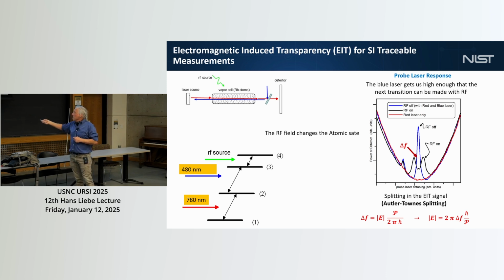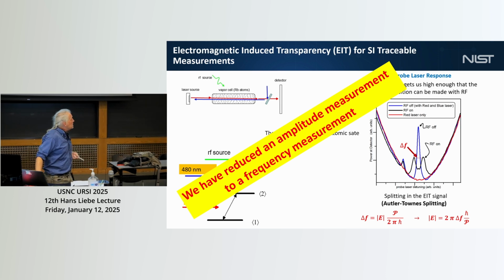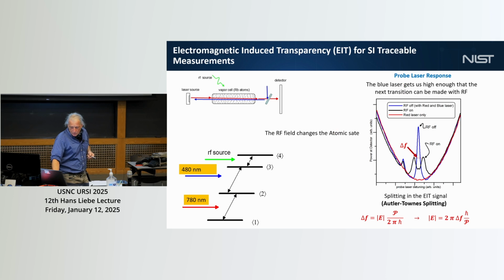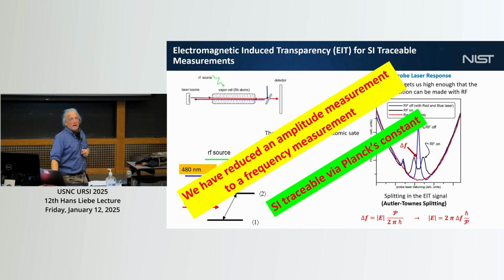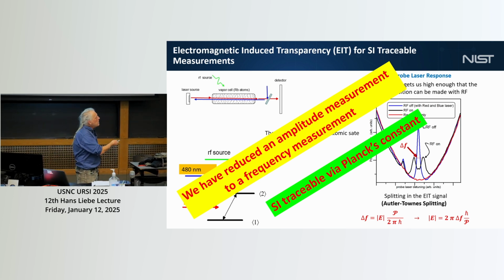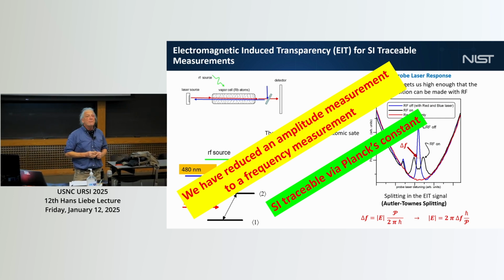We turn that around: if I can measure this separation between these two peaks, and I know Planck's constant and the dipole moment of the atom, I get a direct measurement of the field. This is what we would refer to as a direct SI traceable measurement of field, because we've taken an amplitude measurement and turned it into a frequency measurement. The traceability comes because we have Planck's constant, which is a known. The frequency is something we can measure quite accurately. And the only unknown is the dipole moment of the atom, which we think we can calculate to about 0.1%.